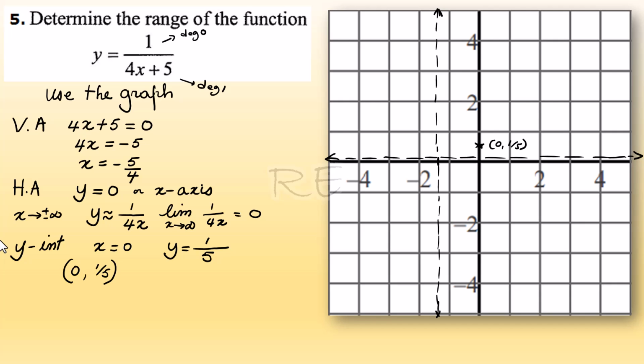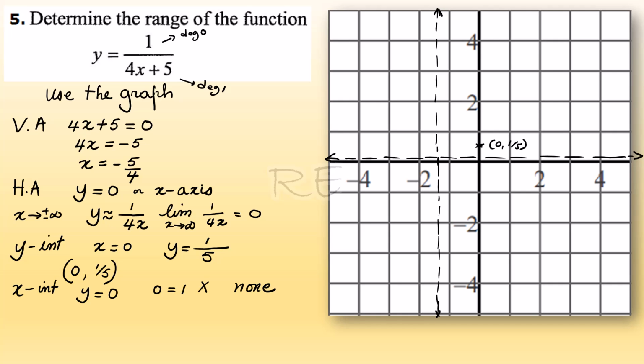We're going to set y equal to 0 for the x-intercept. At the x-intercept, y is equal to 0. Therefore, 0 is equal to 1 over 4x plus 5, but 1 divided by anything can never be 0, which is nonsense. So no x-intercept, none.